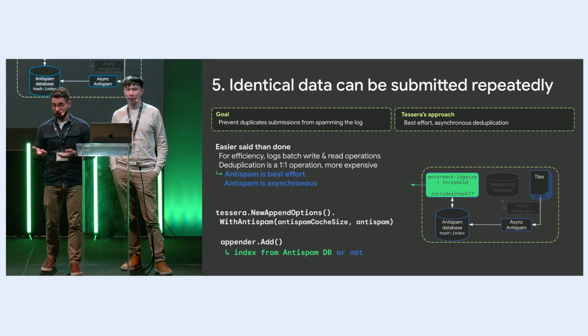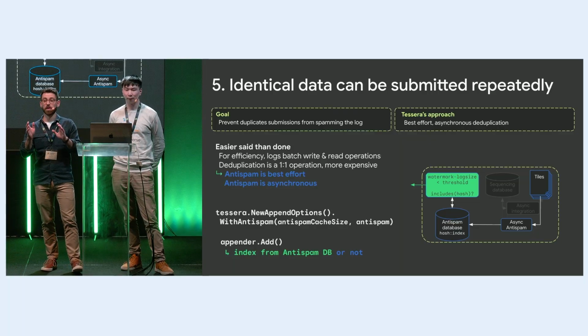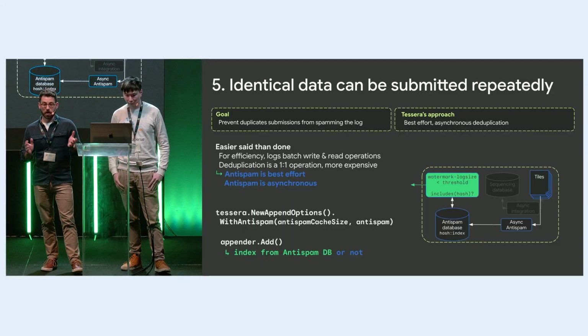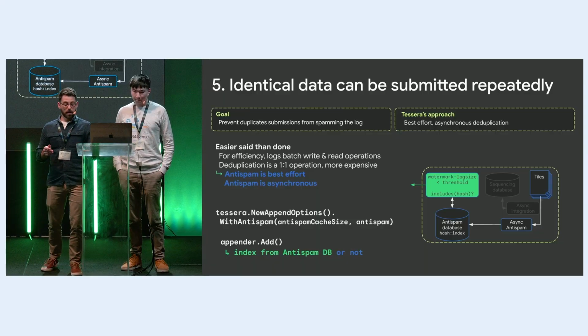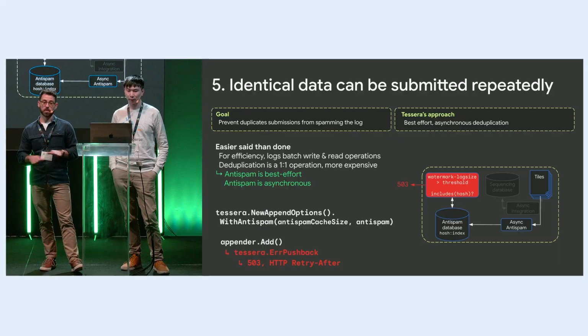The index might come from this anti-spam database or not, because remember, this is a best effort deduplication. So it could be that anti-spam is running a few seconds behind, and as Andrew said this morning, this is okay. You can have some duplicate entries in your log. This is fine. However, if the anti-spam database is running too far behind, you can just say no to the client, tell them to come back later.